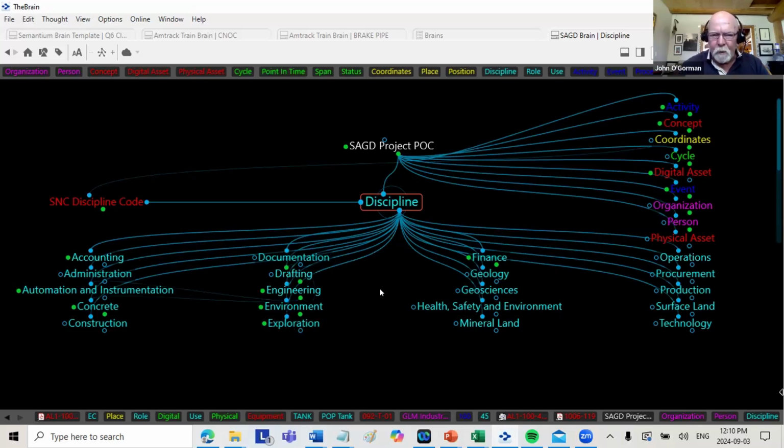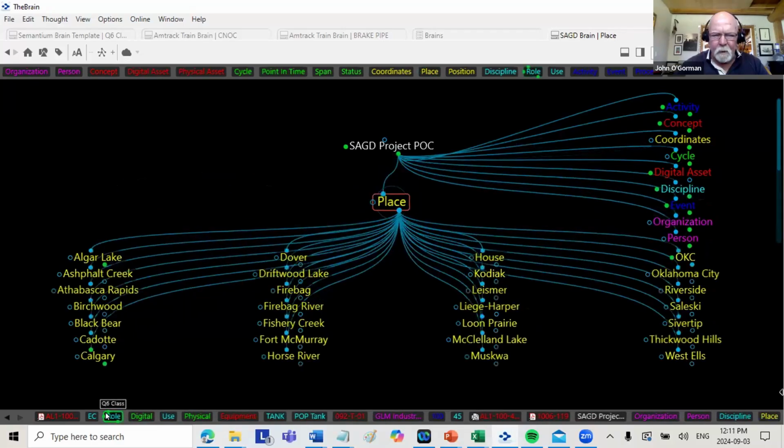So you have the disciplines. These are all the disciplines in this particular project, everything from accounting and exploration to health and safety and mineral land. And you've got places. So these are all places that might be associated with the project itself, which is in Algar Lake. This is where the project is located. But all of these locations could apply to the location of suppliers, and we'll get into that in a minute.